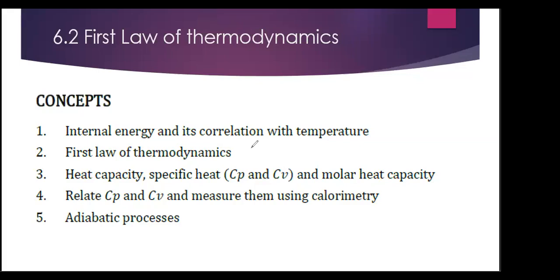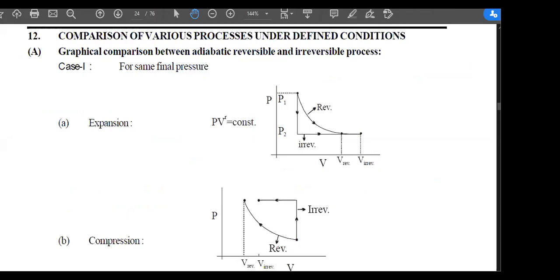When you talk about adiabatic process, we have studied the formula of work done, the relationship between P and V, and what is the slope. We have already discussed the difference between reversible process and irreversible process. When I talk about reversible process, it's a slow process, so at every step it is in equilibrium. The pressure and volume will change slowly. So the graph will be something like this for reversible process.